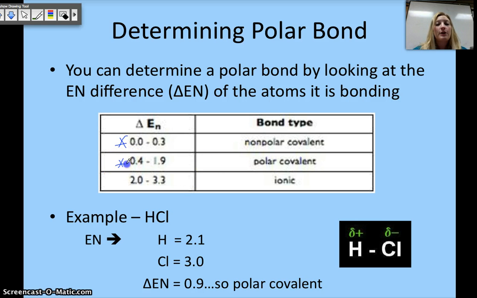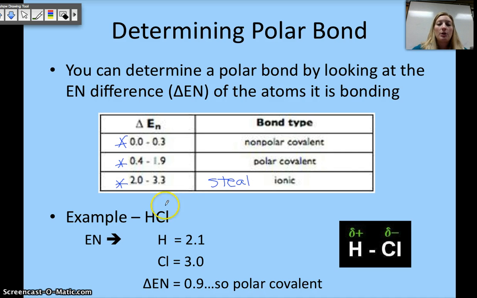If the electronegativity difference is 0.4 to 1.9, it's a polar covalent bond. That means one of those atoms wants electrons a lot more than another, so it pulls those electrons a little bit closer to it. The great tug of war between those two atoms is won by the more electronegative atom. If the electronegativity difference is between 2 and 3.3, that means there's a huge difference in electronegativity and the want for electrons. So that means one is just going to flat out steal one of those electrons. It makes those charges, and there's attraction between charges.